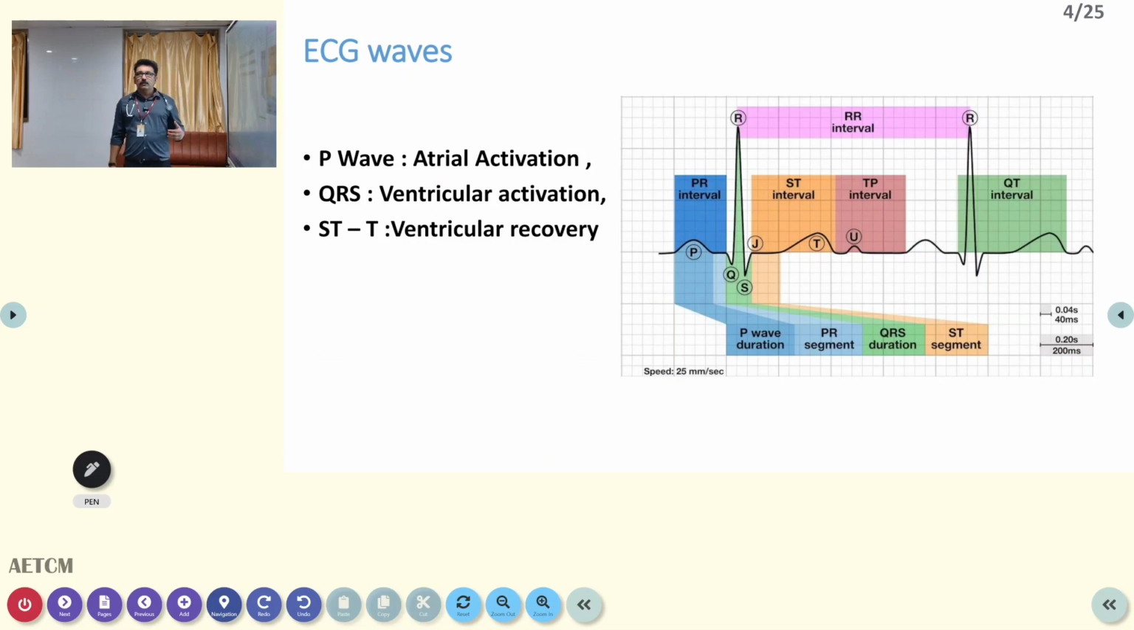Now P waves are produced from the atria, due to atrial activation, QRS is ventricular activation, and ST-T segments are due to ventricular recovery. This much is enough to diagnose the rate and rhythm of ECG. Other things we can learn in some other class.